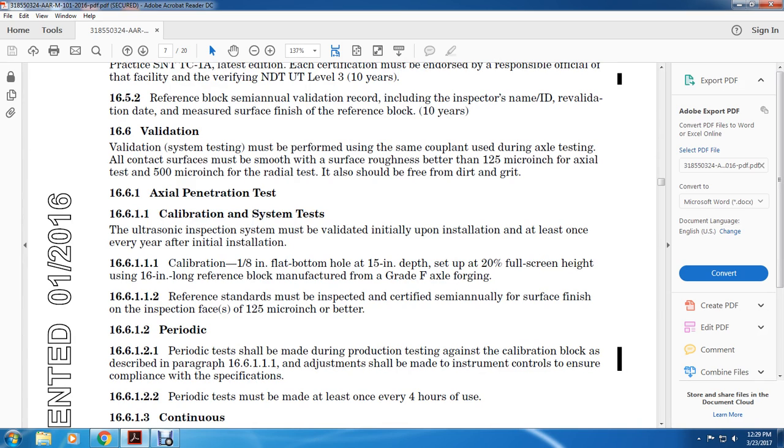16.6.1 Axle penetration calibration system testing. Ultrasonic inspection systems must be validated initially upon installation and at least once every year thereafter. 16.6.1.1.1 Calibration: a 1/8 inch flat bottom hole with a 15-inch depth, set up at 20% full screen height, using a 16-inch long reference block manufactured from grade F axle forging. 16.6.1.1.2 Reference standards must be inspected with a certified semi-annual surface finish for the inspector's face of 125 micro-inches or better.